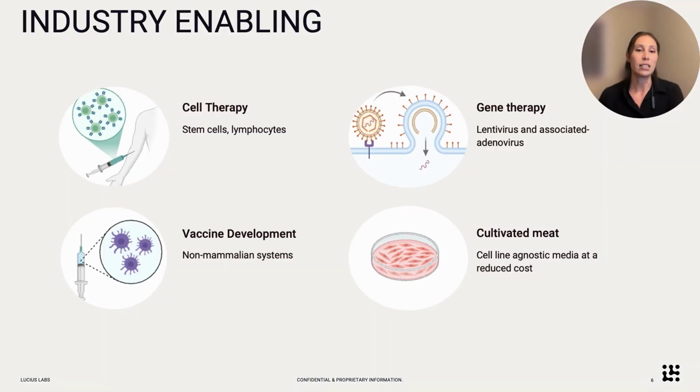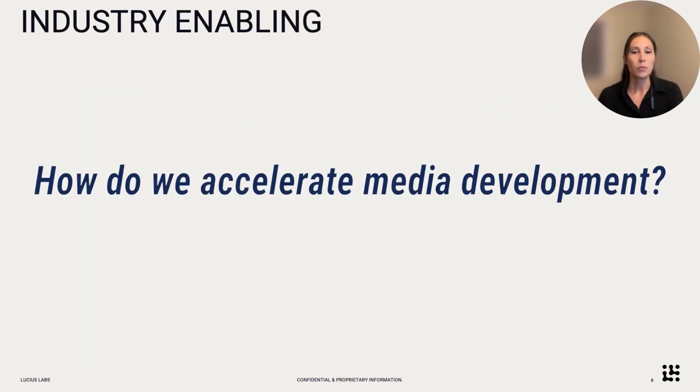So all of this has led us to be able to deliver industry-enabling solutions, whether it's for cell therapy and stem cell processing, or gene therapy and developing lentivirus or AAV with HEK, vaccine development with non-mammalian expression systems, and of course, cultivated meat. We have a robust media library and team that's dedicated to developing these products. So more importantly for the talk today, I'd like to focus on how we accelerate this media development and how we're able to move from a concept into a final product within 1 year.